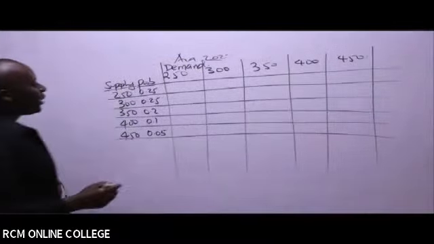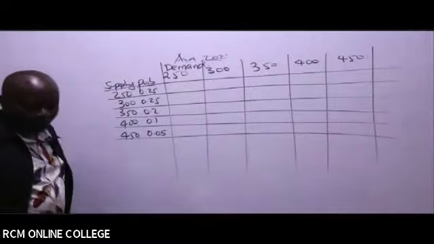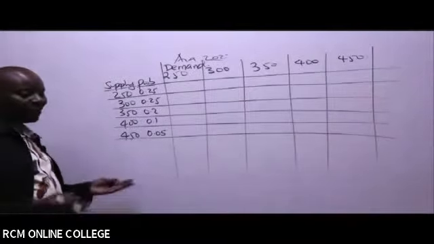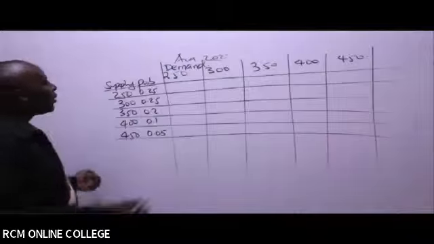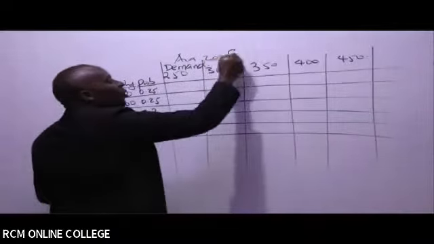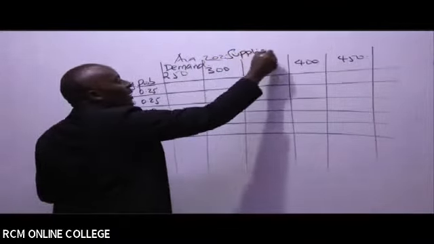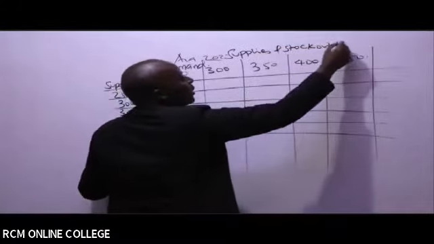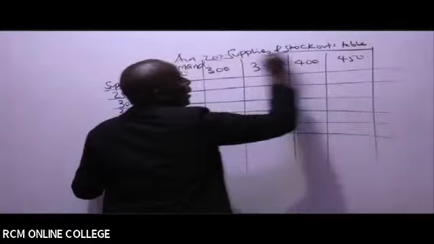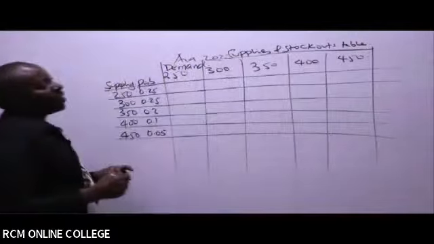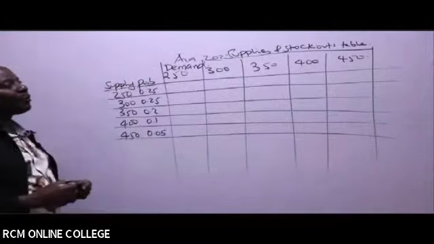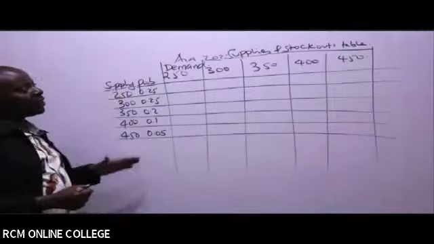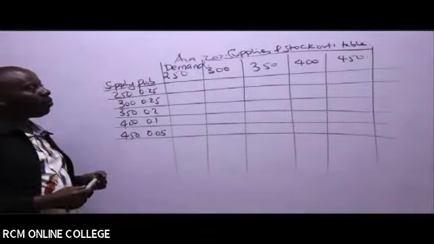Then, ladies and gentlemen, the question will be very, very easy. Please listen. This is the supplies; we normally call it the supplies and the stock outs table. Please add this. It is the supplies and the stock outs table.